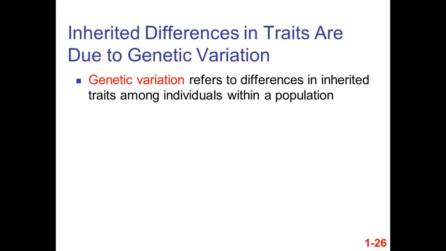So, genetic variation. These are differences in inherited traits among individuals within a population, like the ABO blood group. Within the population of humans, we have A blood type, B, AB, and O. For flowers, for petunias, you can have white ones or you can have purple ones. It's all the same species, just the color is different. Why? Because the DNA is different, and therefore the proteins are different.